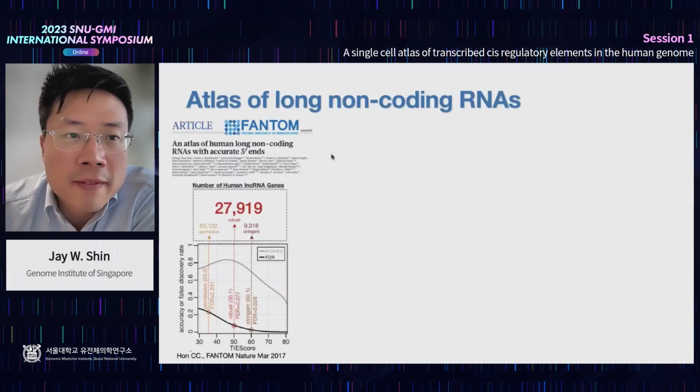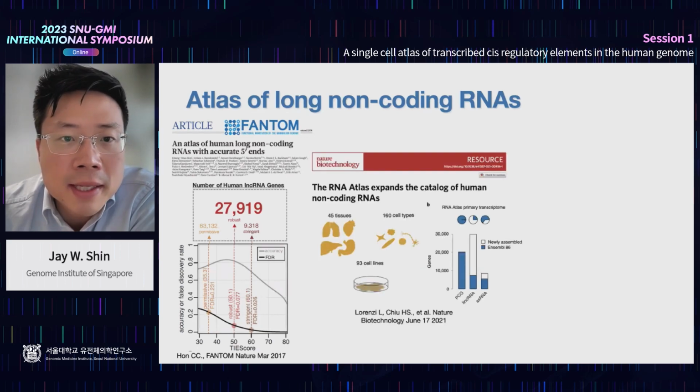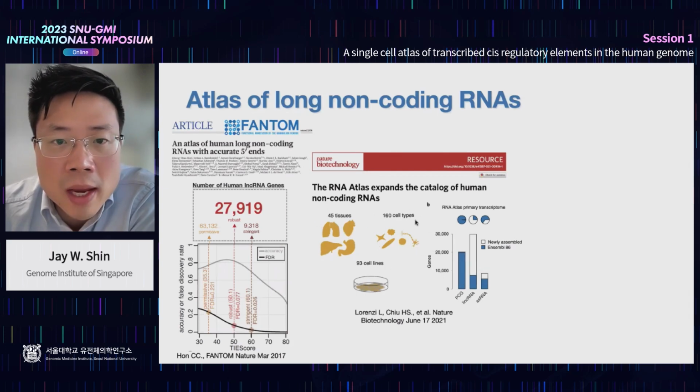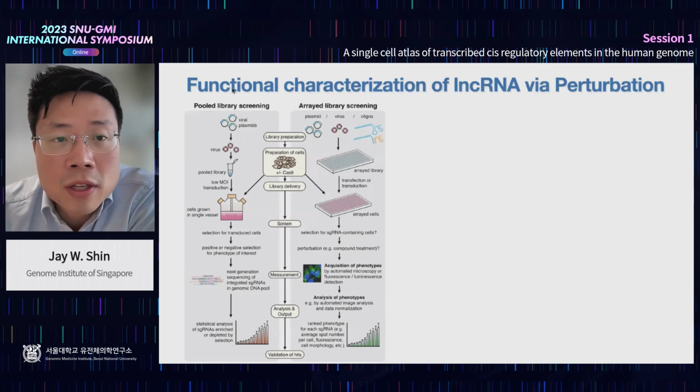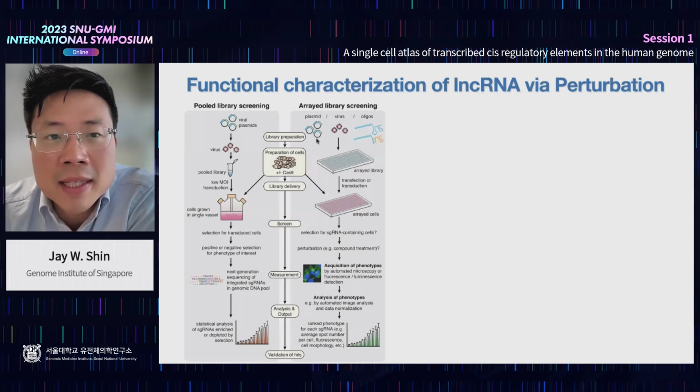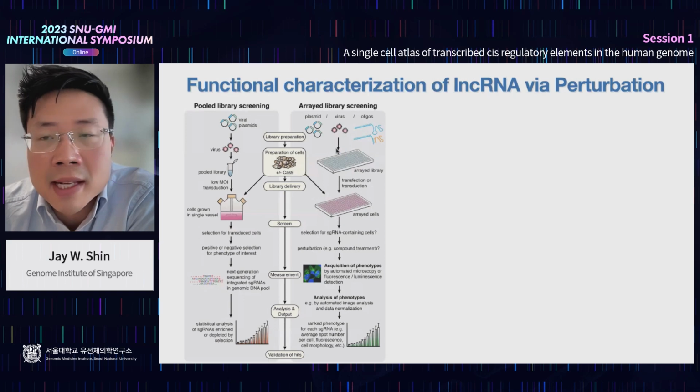So our effort with FANTOM has also led us to identify about 27 or 28,000 long non-coding RNAs. And a completely independent group in Europe has discovered a very similar number of non-coding RNAs across multiple tissues. However, many of them are not yet published, and they still need to be functionally characterized. So we do this by taking two different approaches. One is pooled library screening, where we use CRISPRi to pool multiple guide RNAs, and we do a phenotypic selection. Or we do an array-based screening, where we knock down individual non-coding RNAs using antisense oligos.